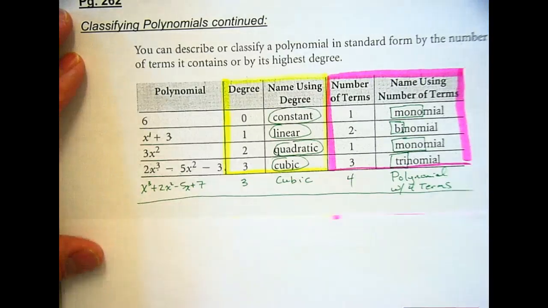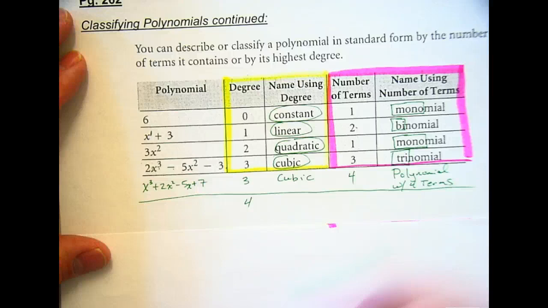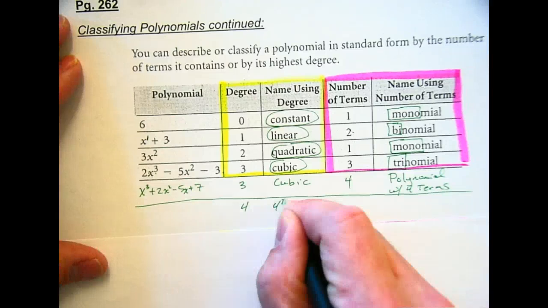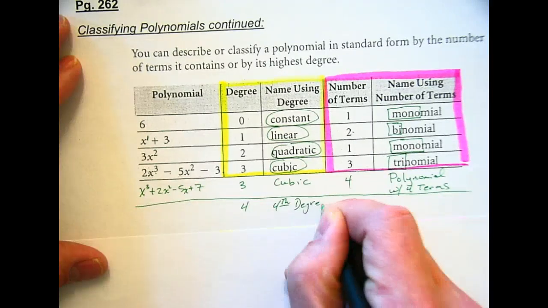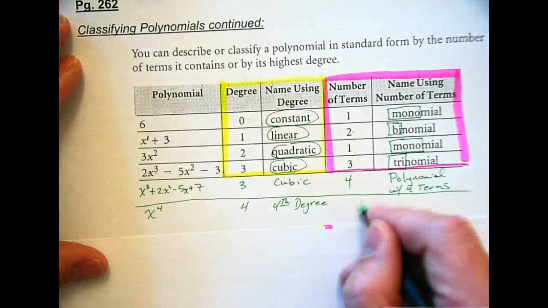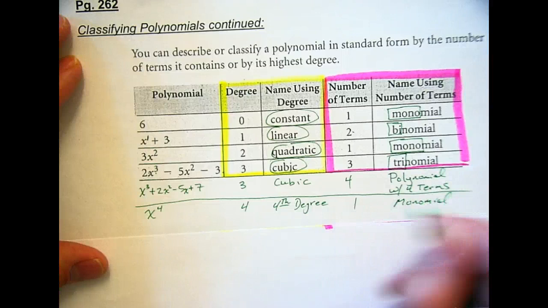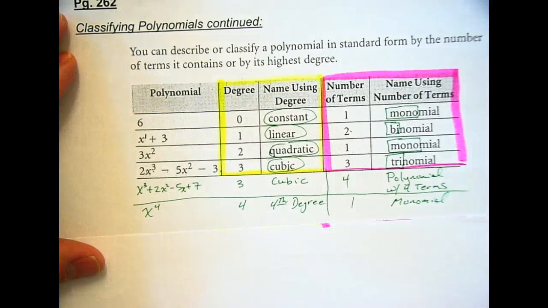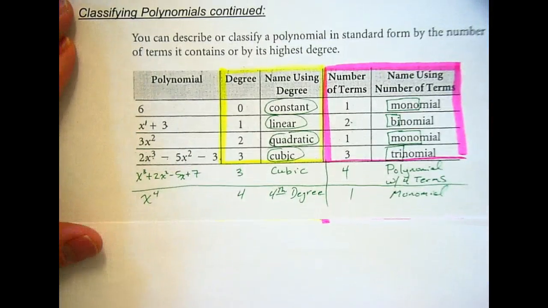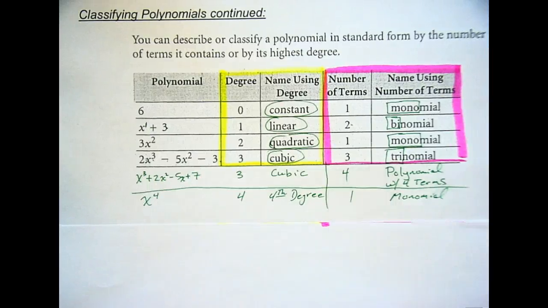Or if we say we had like an x to the 4th, if it was a 4th degree, we would just call it a 4th degree. 5th degree, we call it a 5th degree. Okay, so let's say I have x to the 4th. That's a 4th degree monomial. Okay. Any questions there? So after 3rd degree and 3 terms, we go pretty generic.